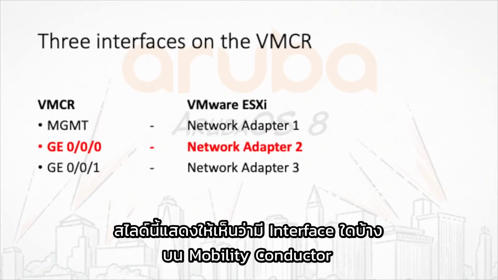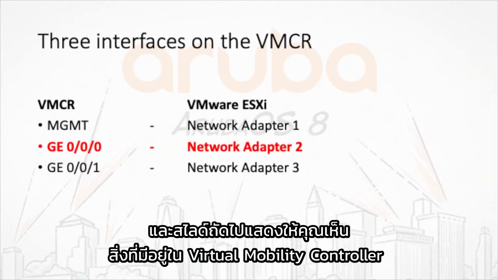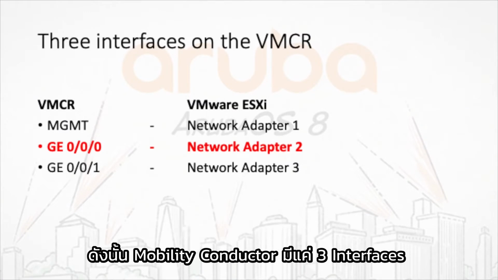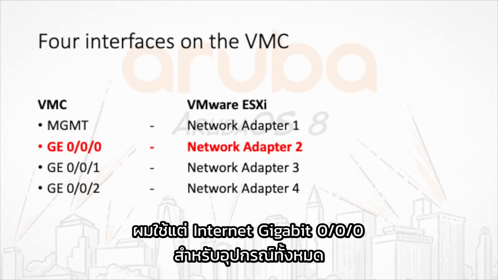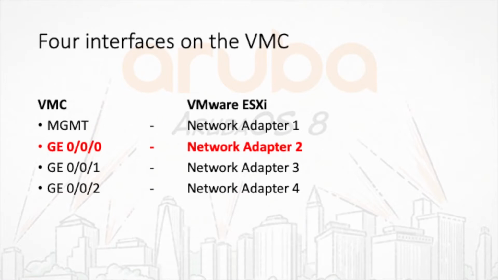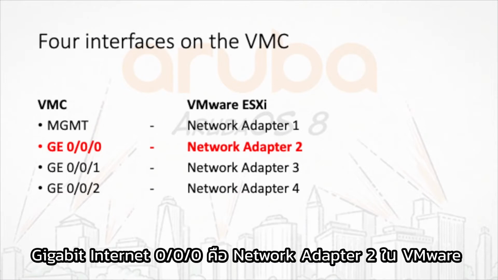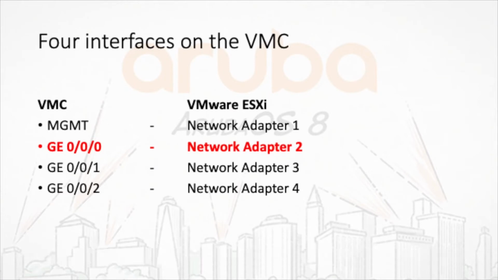This slide shows what interfaces are available on a mobility conductor, and the next slide shows you what is available on the virtual mobility controller. So a mobility conductor only has 3 interfaces and a mobility controller has 4 interfaces. In my setup I'm only using Gigabit Ethernet 0/0/0 in trunk mode on all devices. Gigabit Ethernet 0/0/0 is network adapter 2 in VMware.